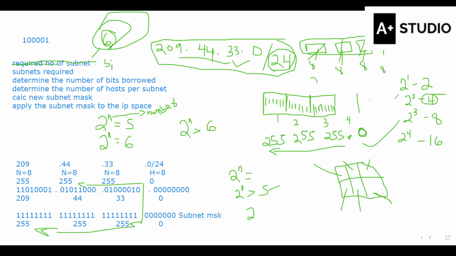4 is less than 6. We have to go for the 8. Out of the 8, we'll take our 6, and then we will use 1 for the broadcast and 1 for the network. So meaning the 8 has been exhausted. I hope we are following. So out of the 8, we get the ones that we can use, and those that we use for our network and our broadcast. I hope we are following.